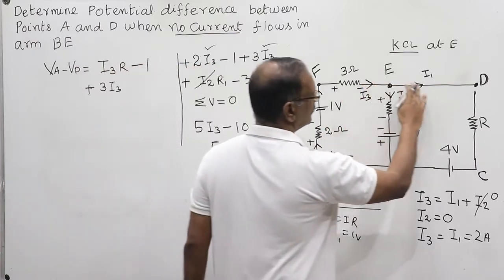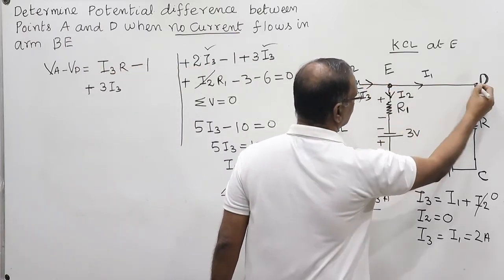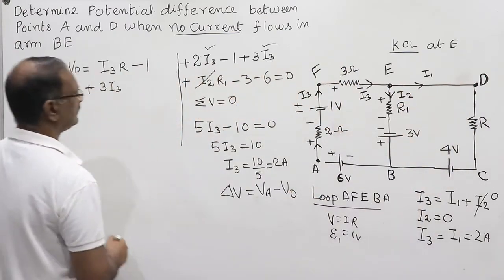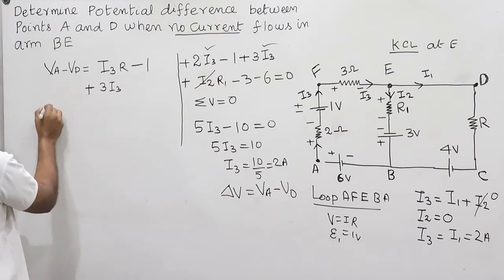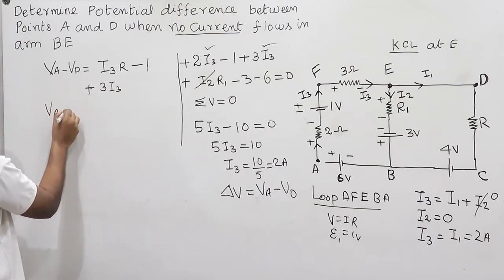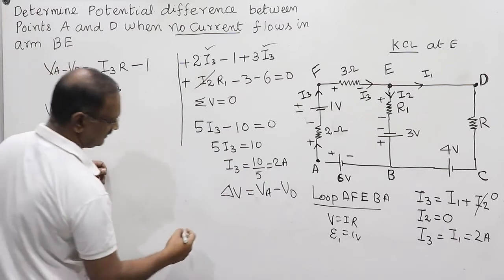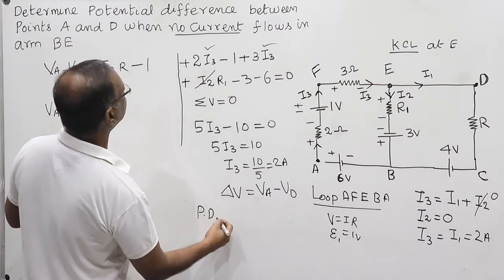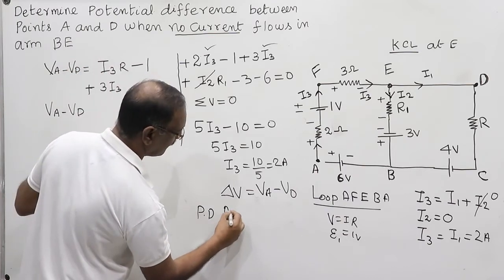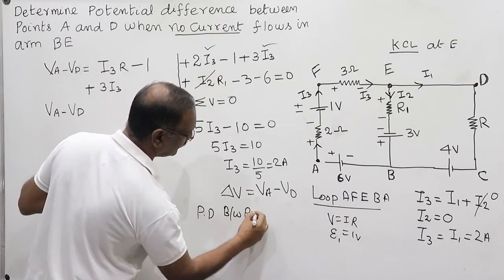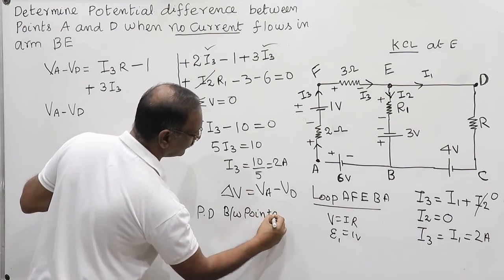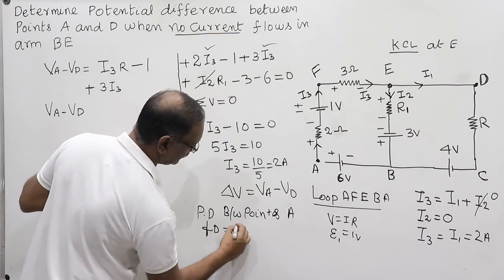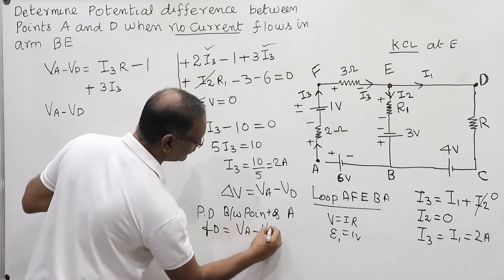Again, here there is no drop because there is no resistor or voltage source. So this is VA minus VD. Therefore, VA minus VD is equal to the potential difference between points A and D, which is VA minus VD.